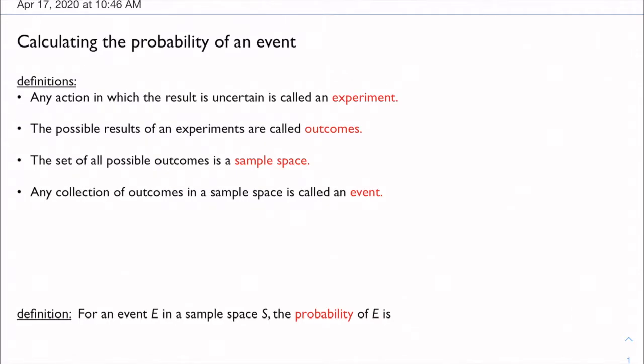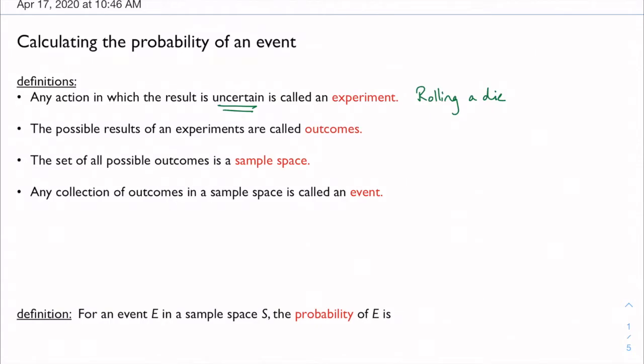Any action in which the result is uncertain is called an experiment. That might be something like rolling a die. Right, I roll the die. I don't know what I'm going to get when I roll it. So there's some kind of uncertainty to my experiment.